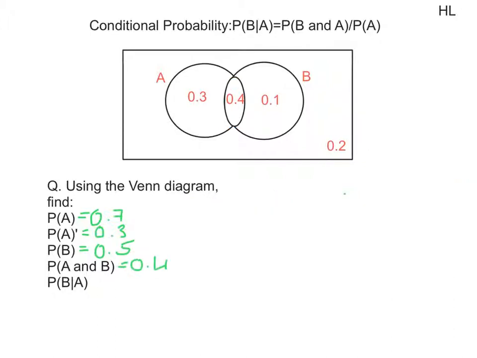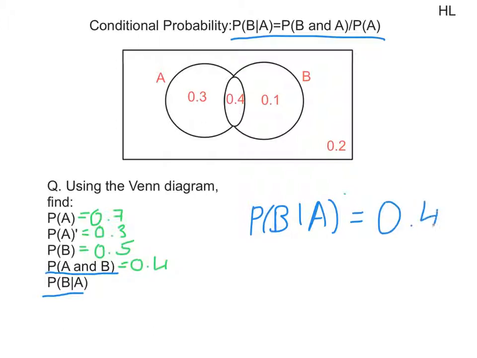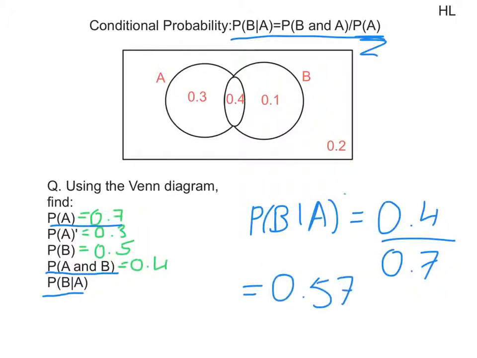The next question asks us for the probability of B given A. We are going to use the conditional probability formula. So the probability of B given A is equal to probability of B and A, which is the same as probability of A and B, in this case 0.4, divided by the probability of A, which we've worked out as 0.7. If you put this into the calculator, you'll get a value of 0.57 when rounded to 2 decimal places.